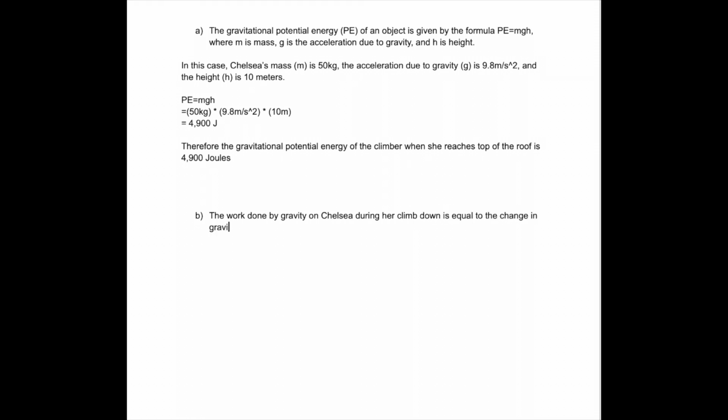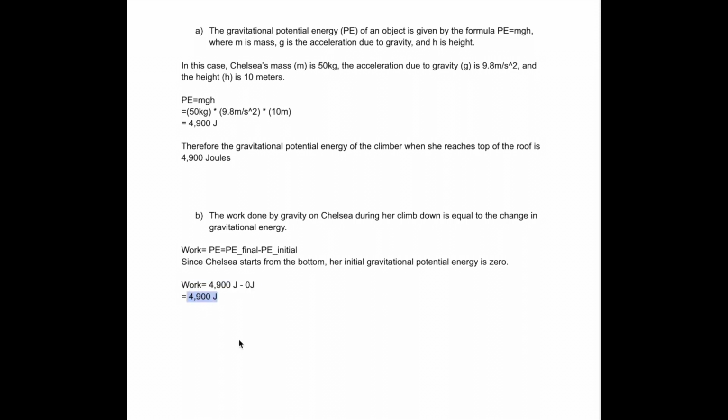B. The work done by gravity on Chelsea during her climb is equal to the change in gravitational potential energy. So, work equals delta PE, which equals PE final minus PE initial. Since Chelsea starts from the bottom, her initial gravitational potential energy is 0. So, work equals 4,900 joules minus 0 joules, which equals 4,900 joules. Therefore, the work done by gravity on Chelsea during her ascent is 4,900 joules.